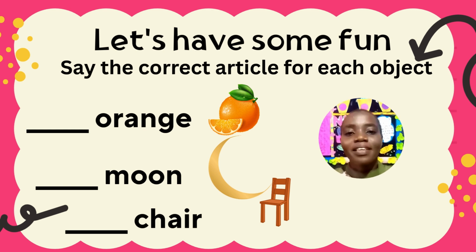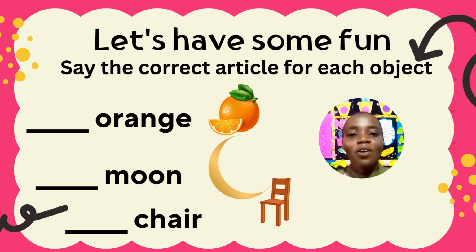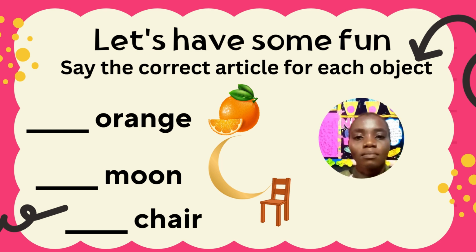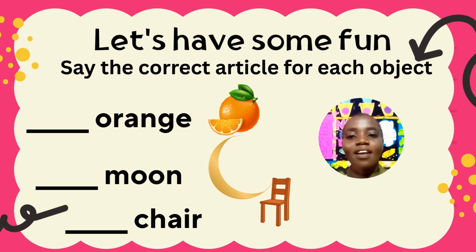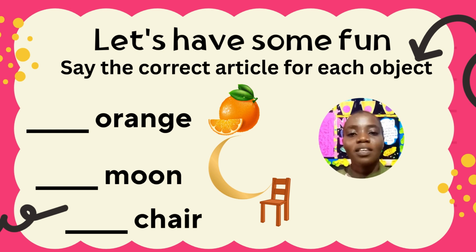Okay, let's test our knowledge of the articles that we have just learned. Say the correct article for each object. I have here orange, moon, chair. Alright, the correct article for orange is an orange. And for moon, it will be article the, the moon. And for chair, it will be article a, a chair.